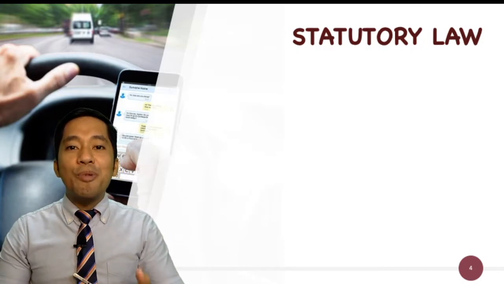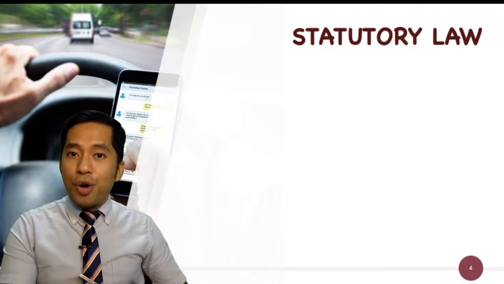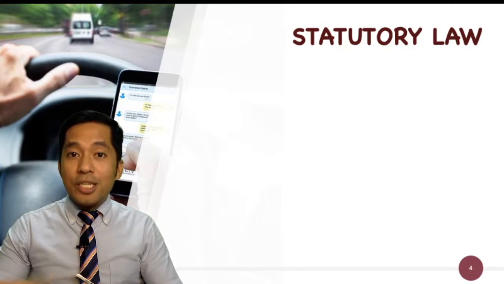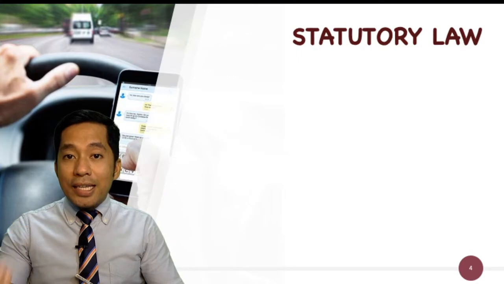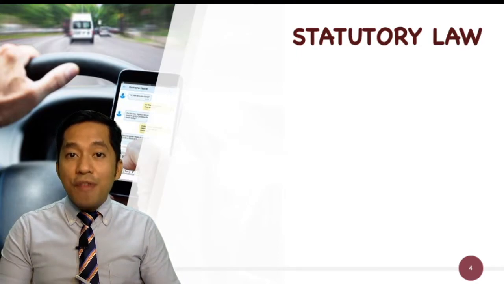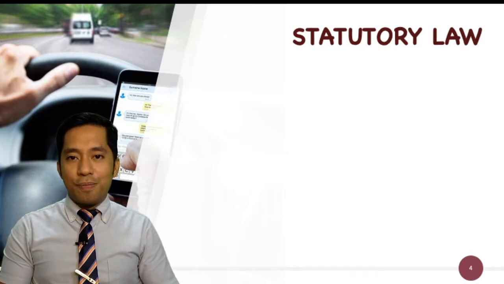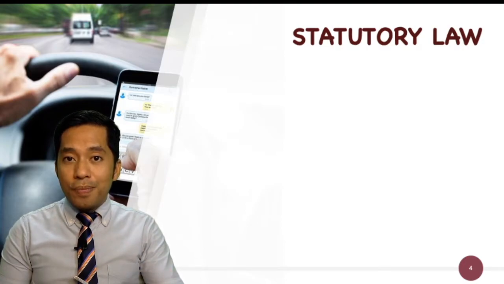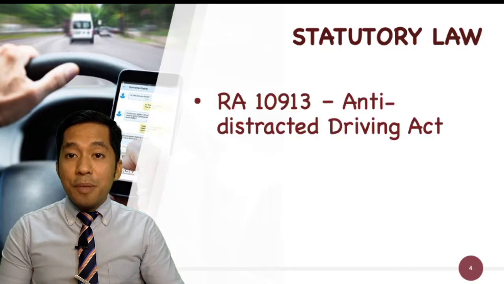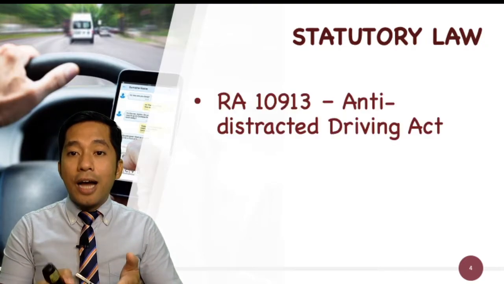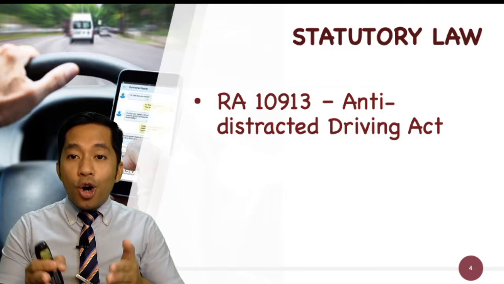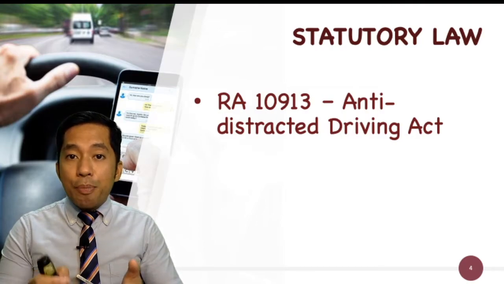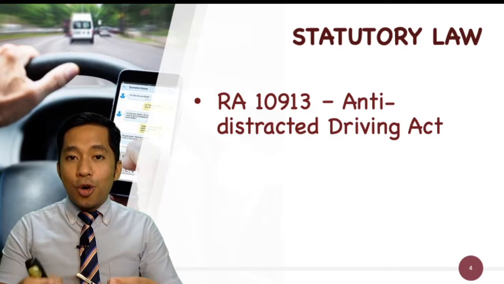Unfortunately, there is a police officer just beside the road. And what does the police officer do? Well, the police officer flags you down and gives you a citation for driving while using your mobile phone. You broke a statutory law. Why? Because the Philippines has a law called RA 10913 or the Anti-Distracted Driving Act. This is a prime example of statutory law.